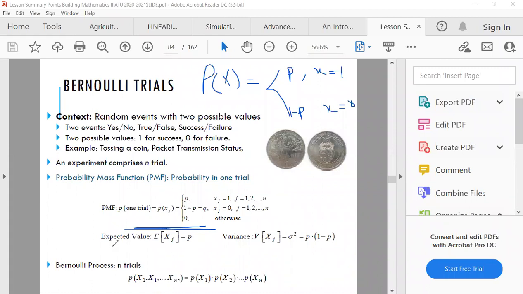Now, the expectation for a Bernoulli trial or experiment is giving us the probability of success, okay? Whilst the variance of the process, which is sigma squared, is giving us the probability of success times the probability of failure. Okay, now extending this concept.